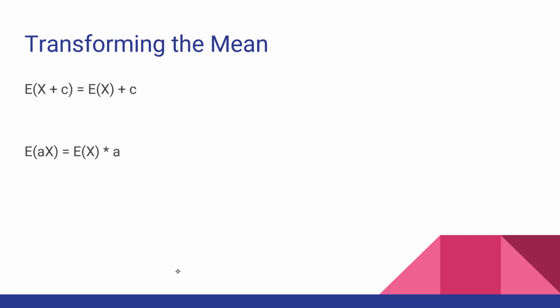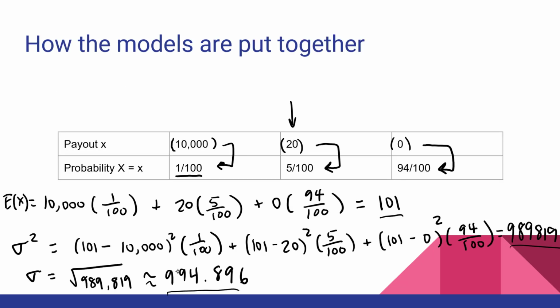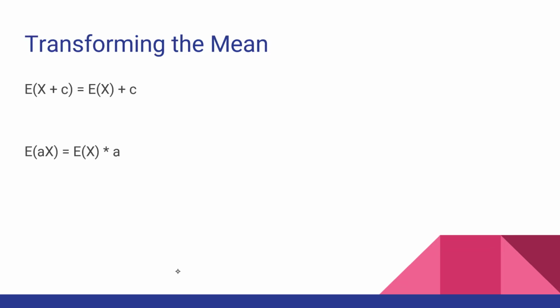Now, what about if we make some transformations to this model? So let's say we go to every insurance policy and we add $5 to it. So every insurance policy, no matter the outcome, gets a $5 boost. Now there is a 1 in 100 chance of getting a $10,005 payout. There is a 5 out of 100 chance of getting a $25 payout, and a 94% chance of getting a $5 payout. And we want to derive that based off of the expected value we had to begin with.